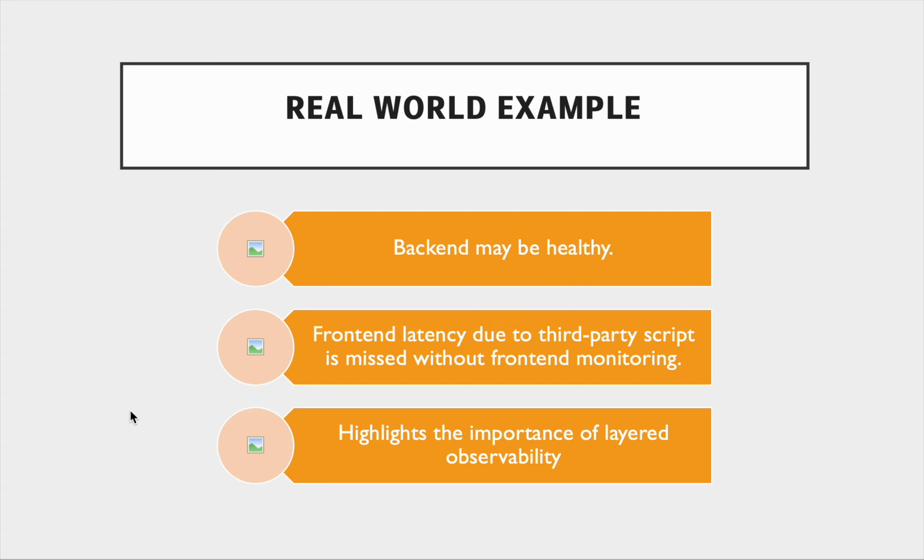So let's take a real-world example. Let's say your backend is healthy, no errors, fast response time, but users are still experiencing slow pages. On investigation, you find a third-party script on the front end is slowing things down. Without front-end monitoring in place, this could have been invisible. So this shows why observability needs to be holistic and end to end.